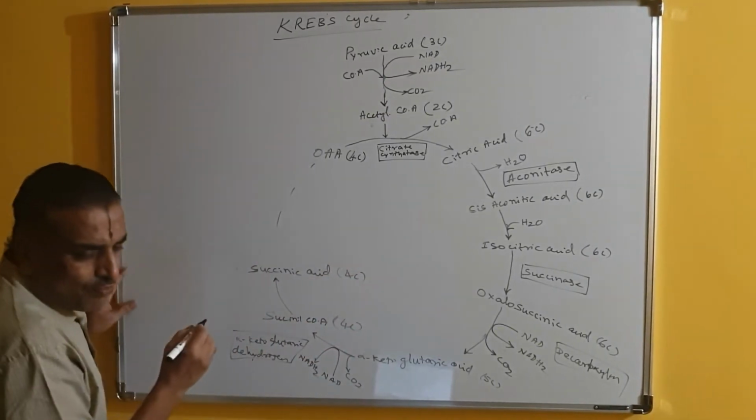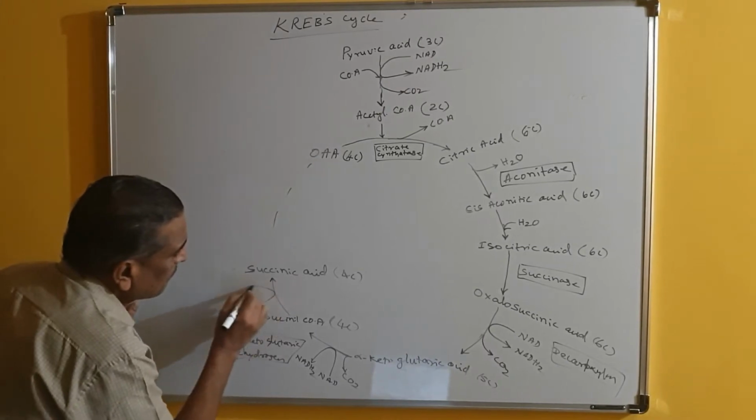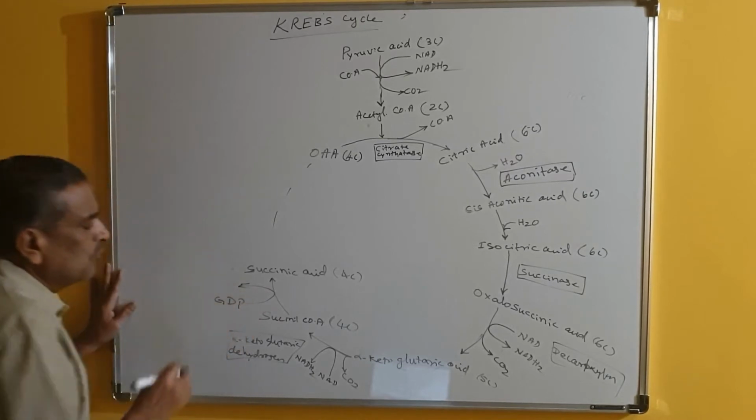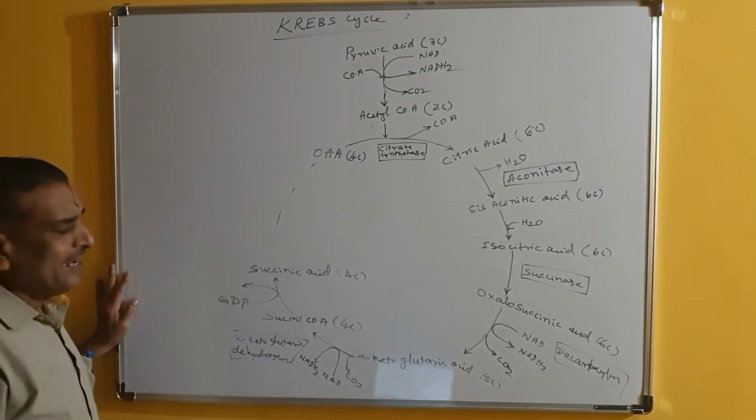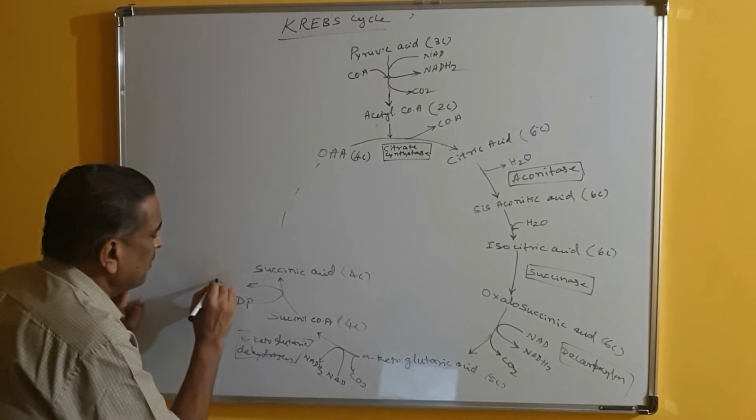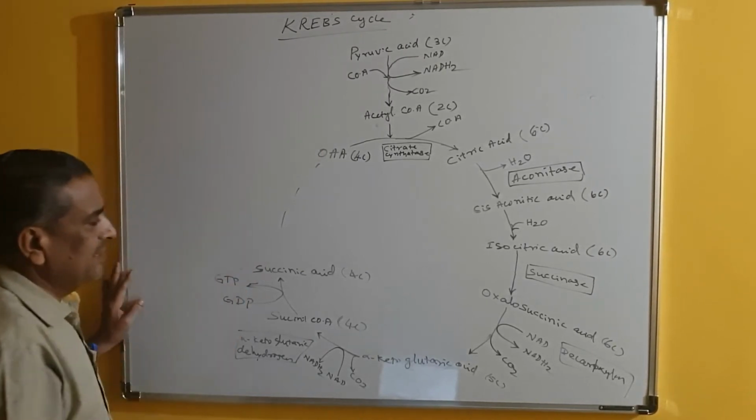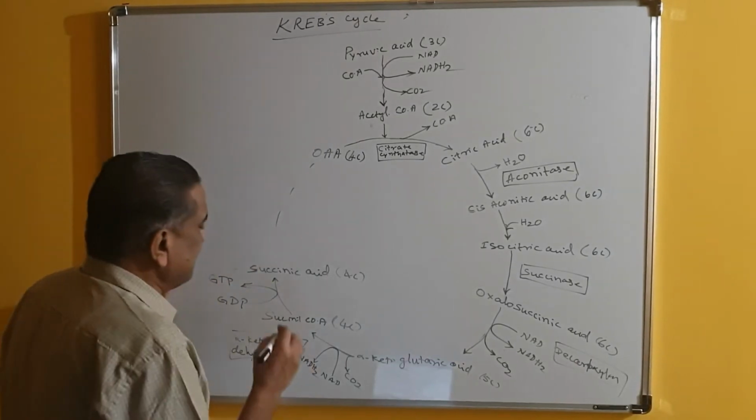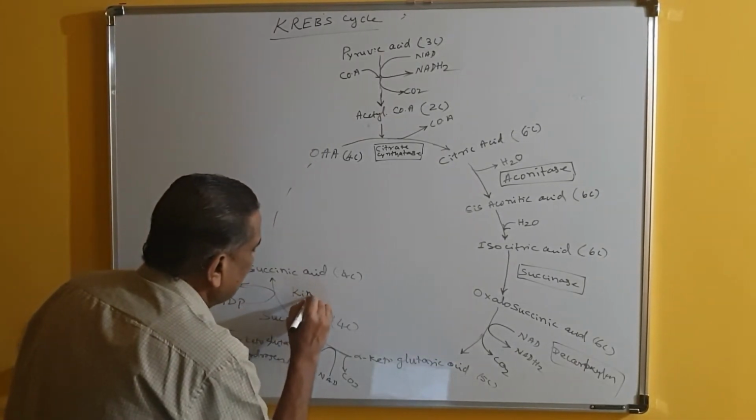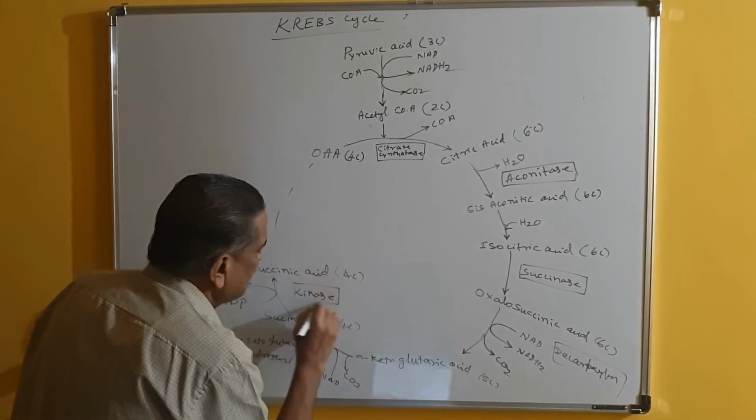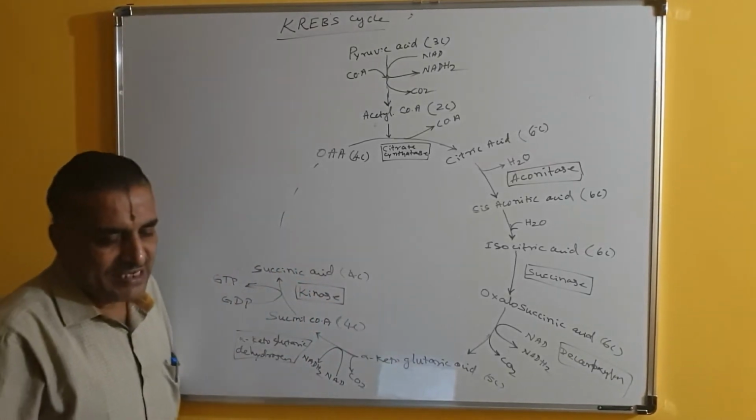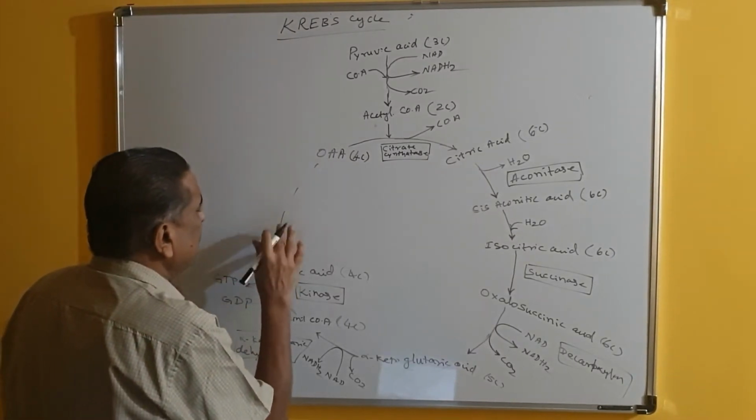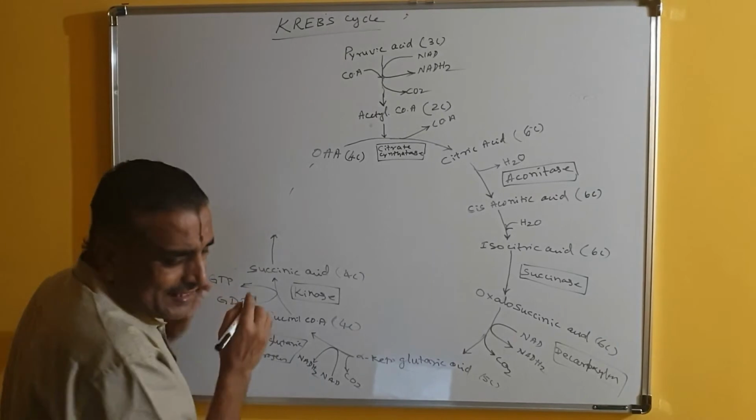Here one molecule of GDP is taken, guanosine diphosphate. It is equivalent to ATP only. GDP is taken, one molecule of GTP is liberated, and the enzyme responsible for this is kinase. I have told you already, wherever ATP is involved, you can write it as kinase enzyme. And succinic acid is converted into one more compound called fumaric acid.